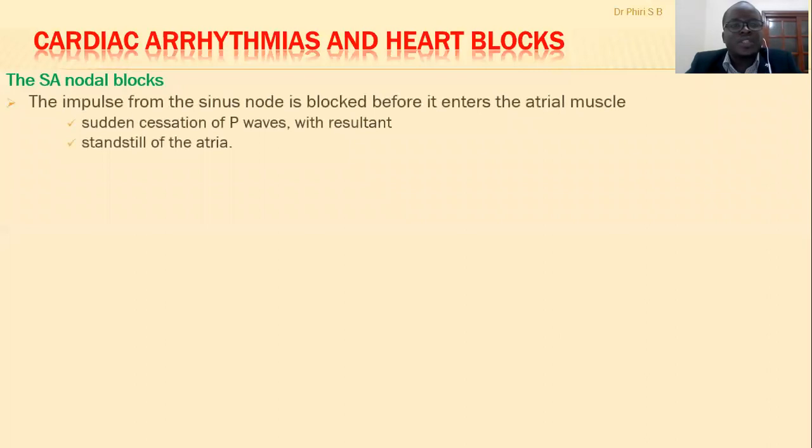So the impulse from the sinus node is blocked before it enters the atrial muscle. There is sudden cessation of P waves with resultant standstill of the atria. So it means you can't appreciate the P wave because this action potential is not being transmitted to the atria. There's no depolarization of the atria, so you can't appreciate the P wave. But sometimes you can have an escape rhythm whereby the atria will fire an action potential on their own, depending on the severity of the block.